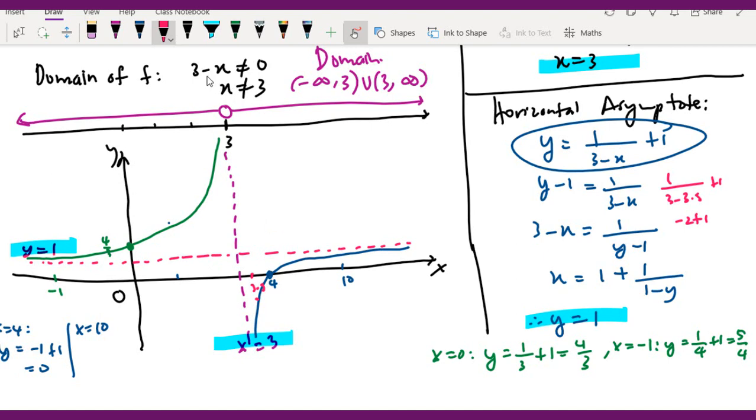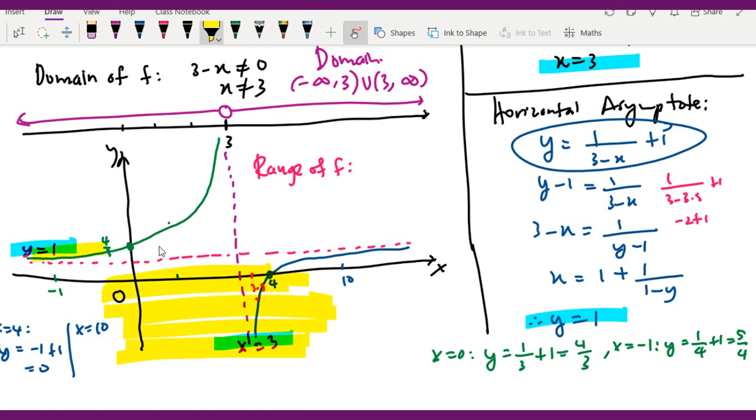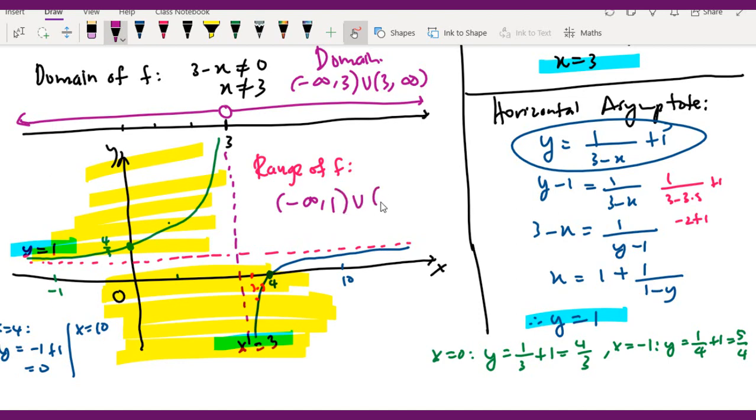Now we find the range of f. For the range, the y values go from the bottom up to 1, stop, and from 1 up to infinity. So the range is from negative infinity to 1, union 1 to infinity. Okay, that's it for how to sketch a rational function.